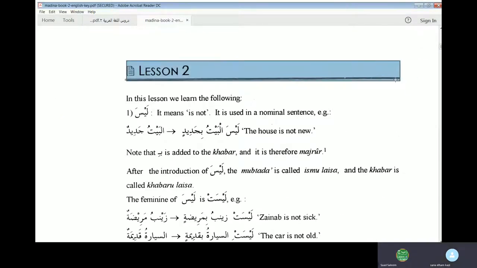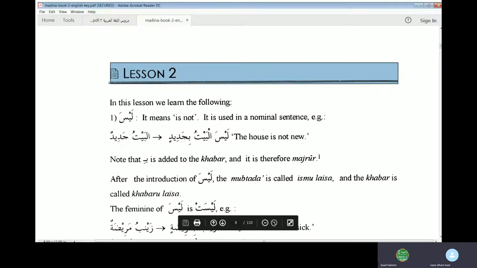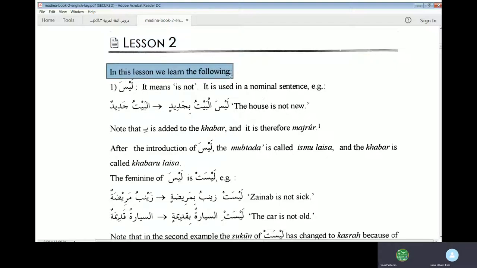Today we start from page number 10 of the Sustani, second lesson. Start the grammar. Assalamu alaikum wa rahmatullahi wa barakatuh. Grammar. Lesson 2. In this lesson, we'll learn the following.